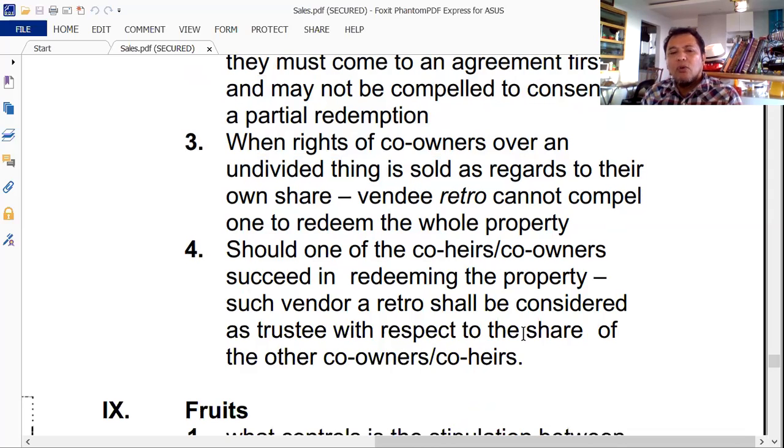Now, should one of the co-heirs or co-owners succeed in redeeming the property, such vendor a retro or the seller shall be considered as trustee with respect to the share of the other co-owners or co-heirs. So let's say, for instance, there are two co-owners or two co-heirs. The other heir sold it to another person, and then it was redeemed by the co-heir. Now, this co-heir is not considered as an owner because this is still owned by the other co-heir. He is just holding on to the property as a trustee. No?